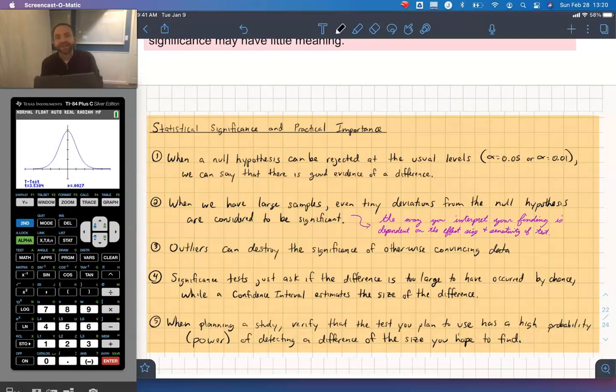Number 4, significance tests just ask if the difference is too large to have occurred by chance, while a confidence interval estimates the size of that difference. And so keep that in mind. Remember, confidence intervals provide us with more information. Significance tests just tell us, is there a difference? And when planning a study, verify that the test you plan to use has a high probability, or high power, of actually detecting a difference of the size you are hoping to find. And so that's really the using tests wisely part of the lesson.